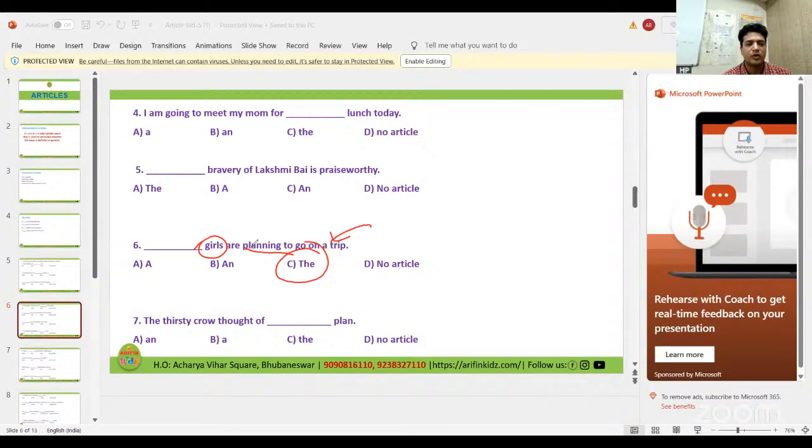The thirsty crow thought of dash plan. What will it be? Tell me. The thirsty crow thought of a plan. It is not mentioning or pinpointing any particular, highlighted or superlative plan. So it is thought of a plan. I thought of a plan. He thought of a plan. It's in a general way.